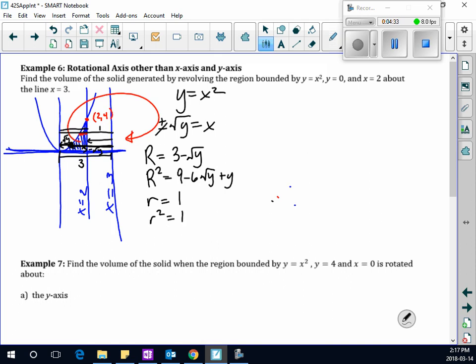So now I can set this up. The volume is pi, and we are doing horizontal stacks. If I stack it from here to here, does everybody see I'm going from 0 to 4? So I'm stacking from 0 to 4, and I'm taking my big radius squared, which is 9 minus 6 root y plus y, and I'm subtracting my small radius squared, which is 1, dy.